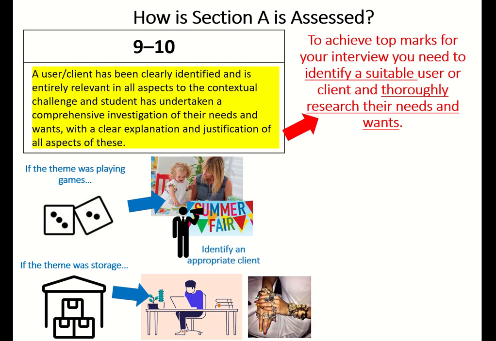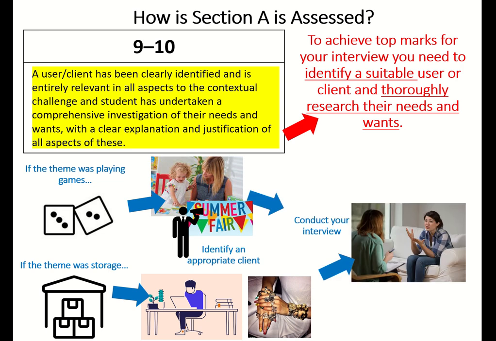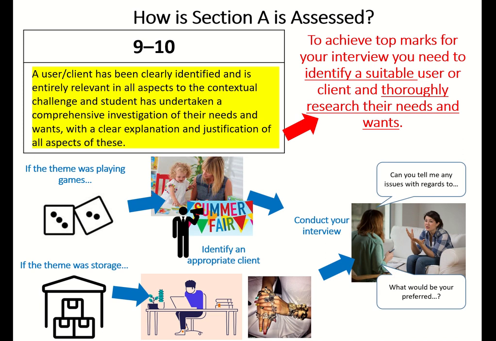So identify an appropriate client. That's the most important thing to begin. Then go on to conduct your interview. And when you do it, make it really conversational, okay? Lots of open questions, and I'll get into that in a minute.